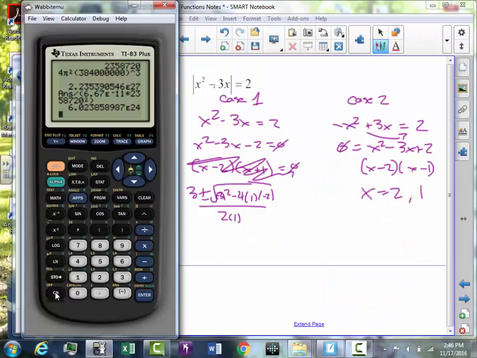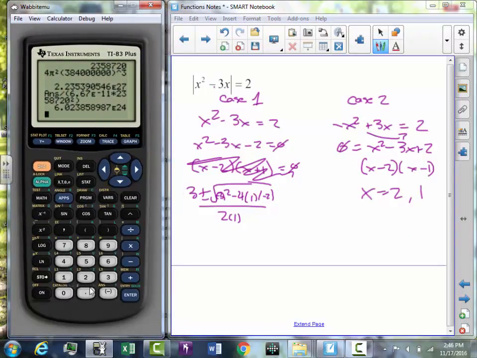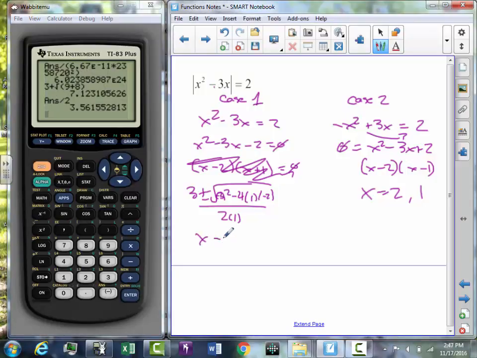And 1.56 negative. 3 plus the square root, I'll just call it 9 plus 8, just doing something in my head, divided by 2. 3.56, that's what you said, right? Yeah.